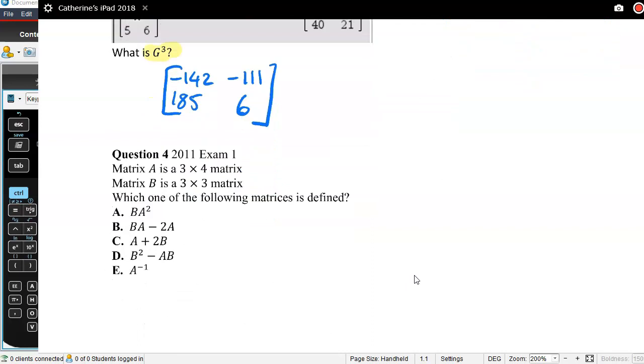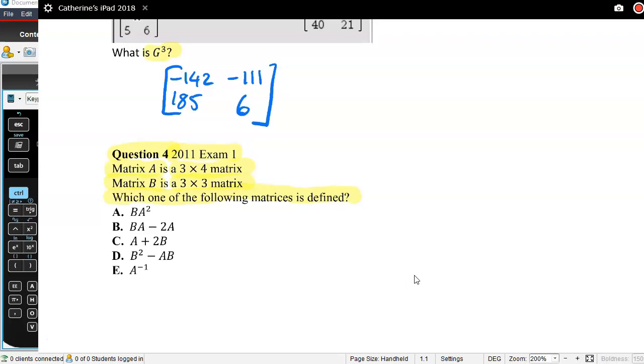So let's look at this one. This is from the 2011 exam 1, question 4. Matrix A is a 3 by 4 matrix. Matrix B is a 3 by 3 matrix. Which one of the following matrices is defined?